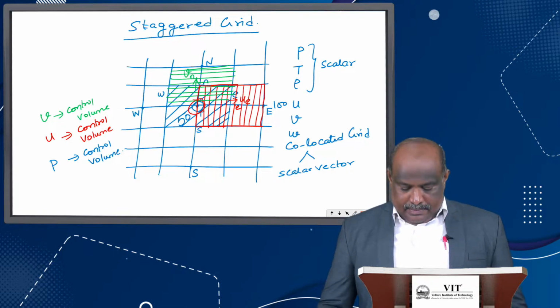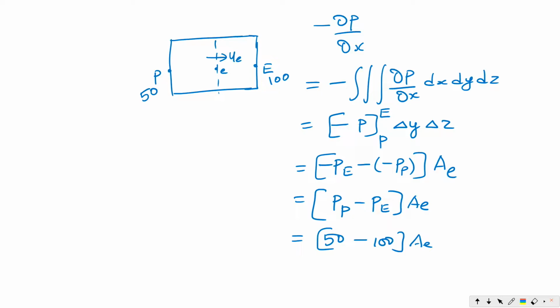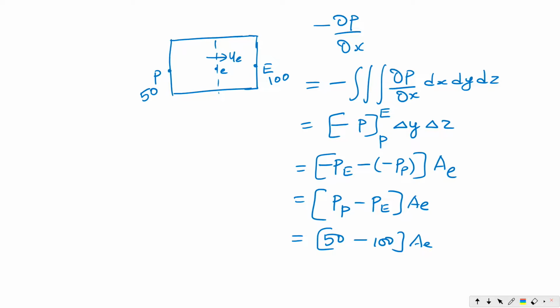Now we can see I have taken the u control volume and not the main, or pressure, control volume. Here the control volume is the u control volume, where it starts from node P and ends at node E, and we have the velocity vector UE. When we do such analysis, we find that the pressure gradient is not 0; it is either minus 50 or plus 50, so we are able to get the real physics. That is the advantage of the staggered grid.